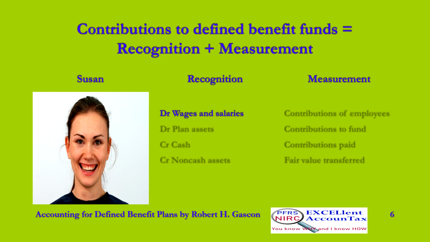Debit to wages and salaries, at the amount of contributions on behalf of employees. Debit to plan assets, at the amount of contributions to pay, or fund, a defined benefit plan. Credit to cash, at the amount of contributions paid.